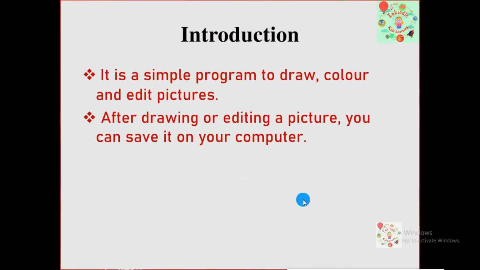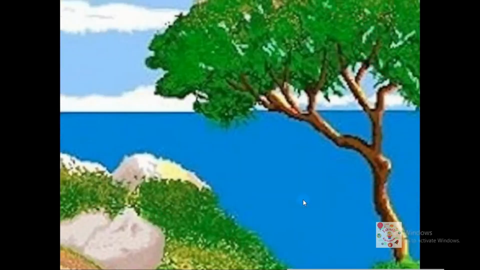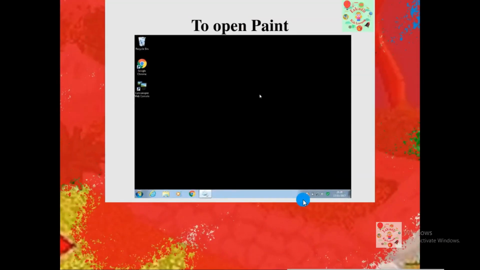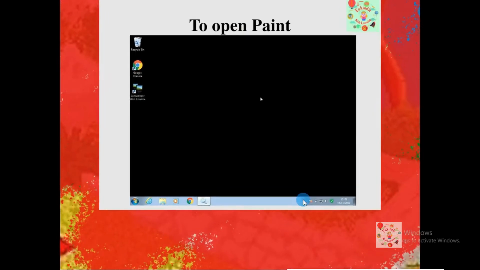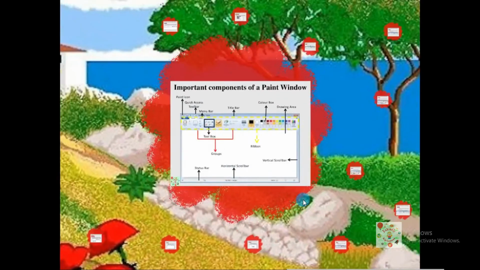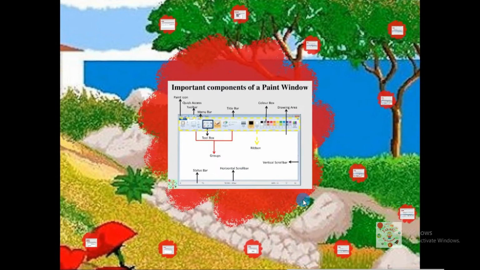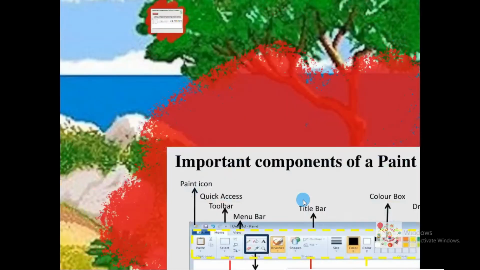So my dear students, let's take a quick recap on what we studied. First, we saw the introduction part about the MS Paint. It is a simple program to draw, color and edit pictures. After drawing, we can save our picture on the computer. Then we studied how to open Paint. Then we studied the important components of the Paint window.